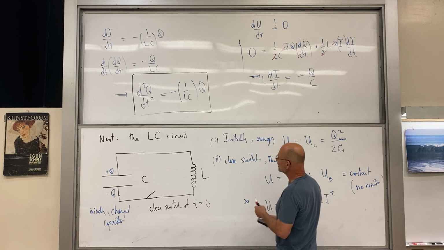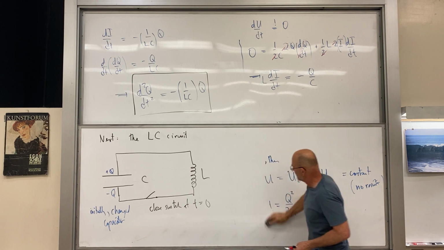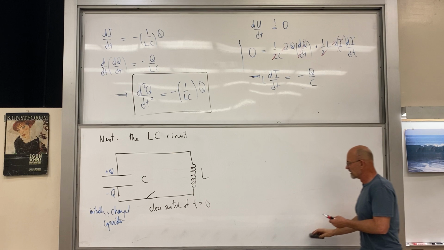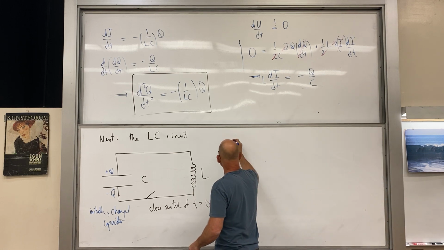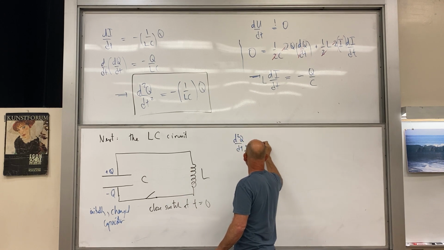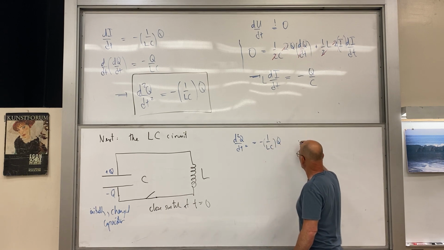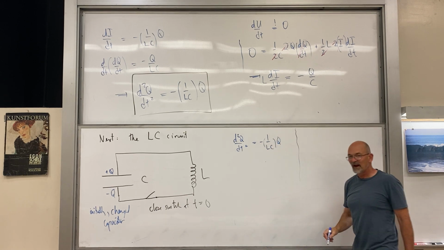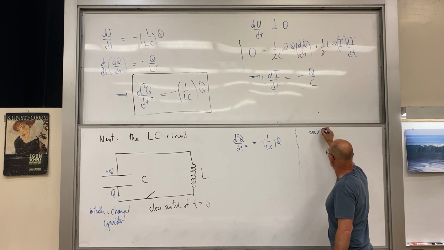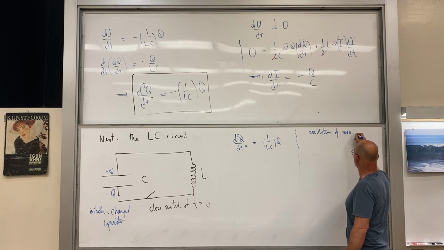But actually, let's keep this picture up here. So we have d squared q dt squared equals minus 1 over LC times Q. And we're going to compare this to what we had with oscillations of a mass on a spring.